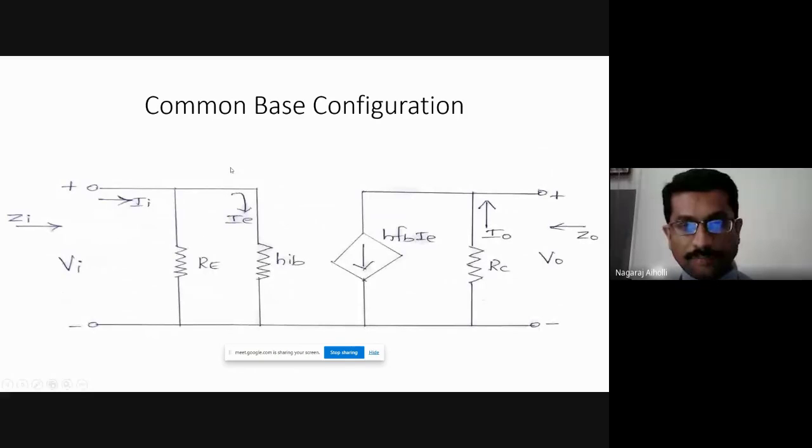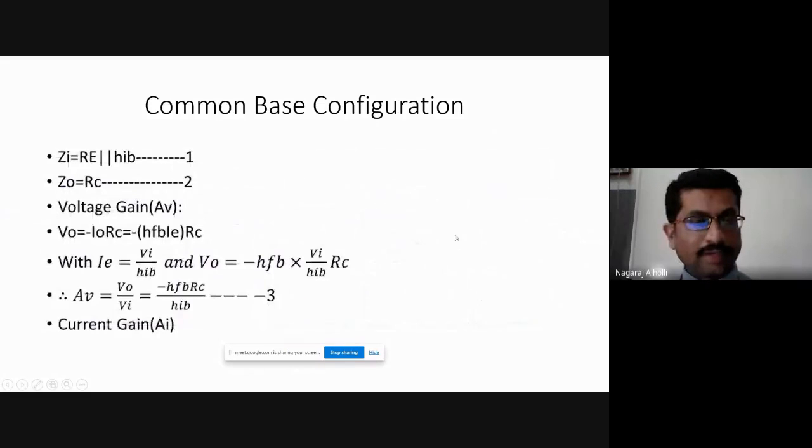What about the output side? On the output side, we have output impedance, looking from the output terminal end, positive to negative. The output impedance Z0 is nothing but simply RC. It is equal to only the collector resistance RC. Therefore, Z0 equals RC. Take it as the second equation.